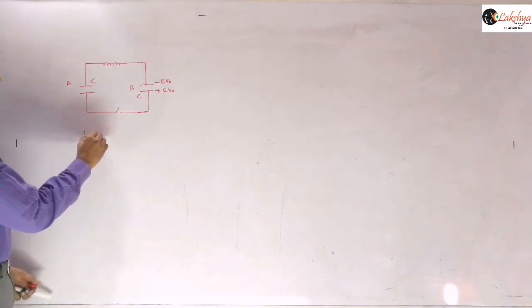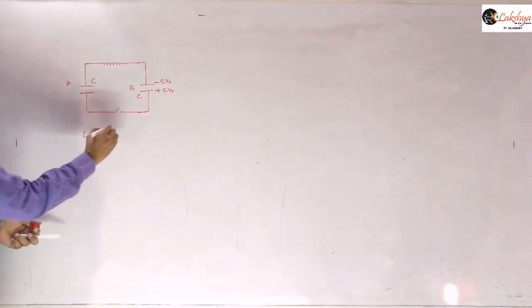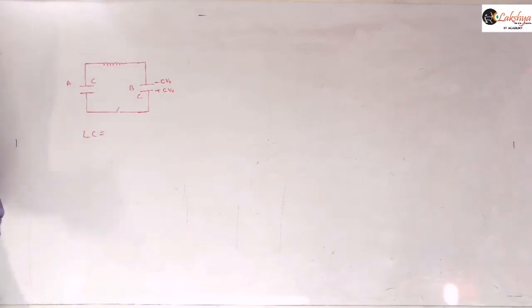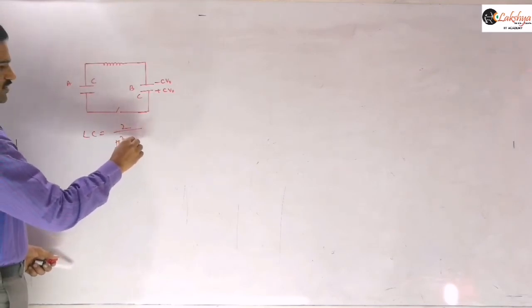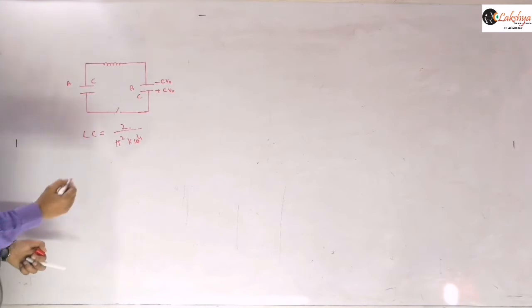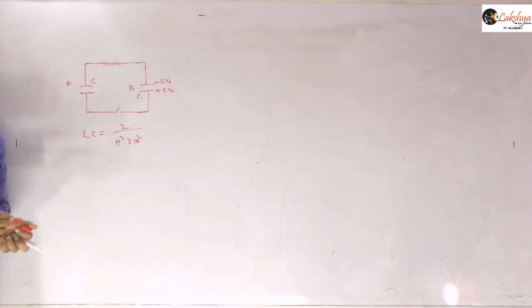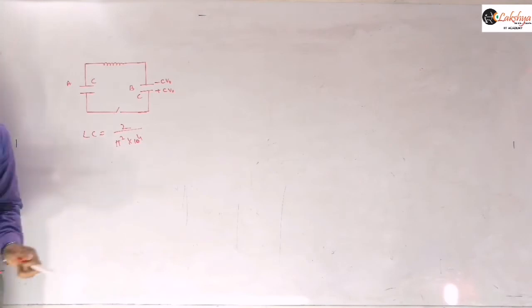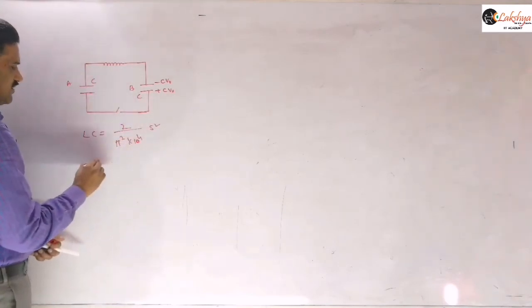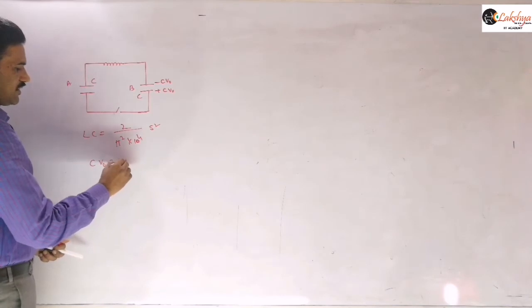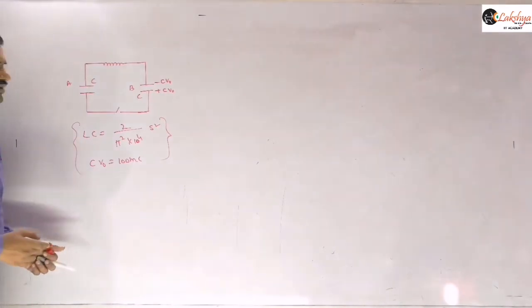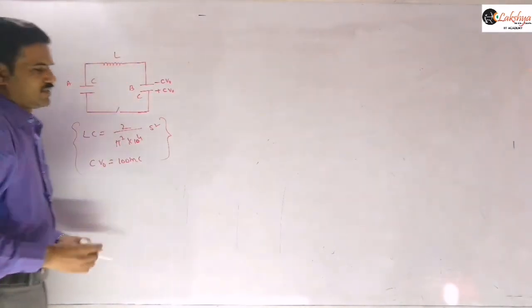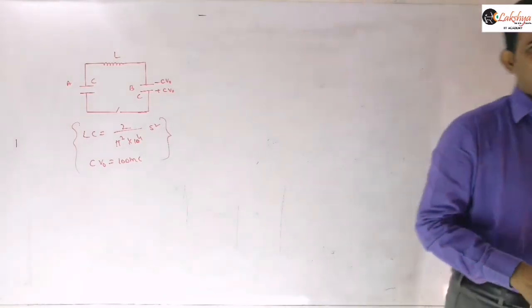Then the charge on this capacitor is given like that, and its LC value is given as 2 by pi square into 10 power 4. That LC value is given in SI units, and the CV naught value is given as 100 millicoulombs. This is the given data, right? In that we need to find the charges on capacitor A and capacitor B respectively at any instant of time.